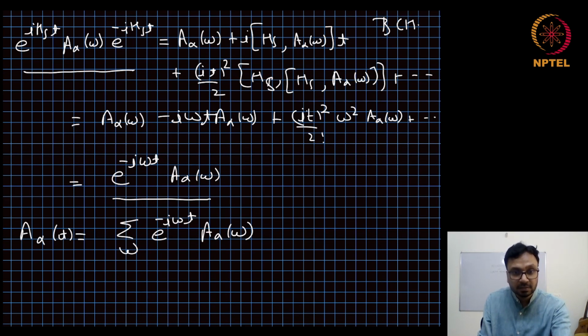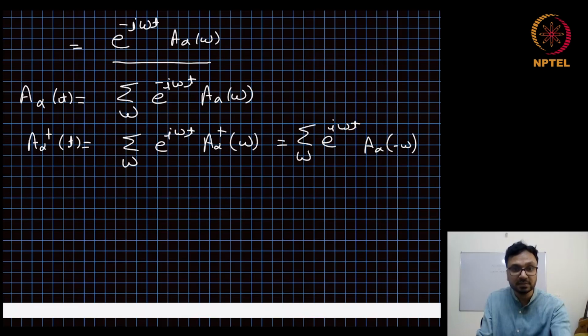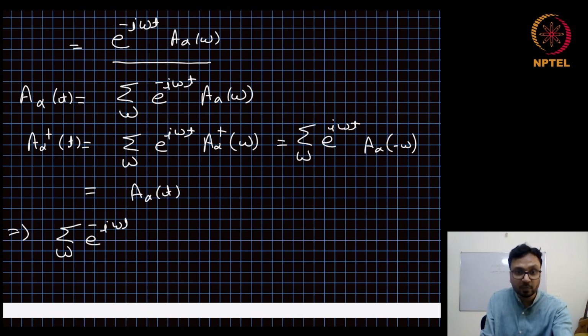Similarly, a alpha dagger of t can be written as sum over omega exponential of I omega t a alpha dagger of omega, which is sum over omega exponential of I omega t a alpha of minus omega, and since a alpha of t is Hermitian, this is same as a alpha of t. From here we can say sum over omega exponential of minus I omega t a alpha of omega is same as sum over omega exponential of I omega t a alpha of minus omega.